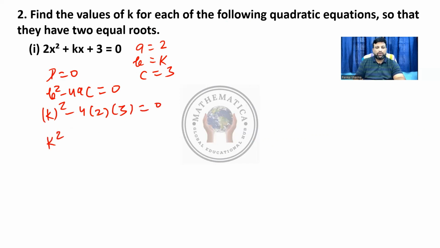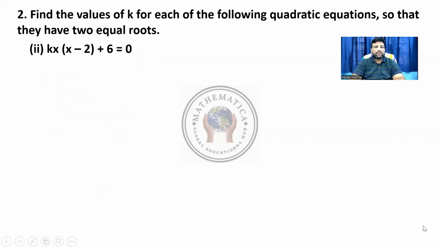So k square, and 4 into 2 is 8, 8 times 3 is 24. Minus 24 is equal to 0. So k square is equal to 24. So k is equal to what? Plus minus square root of 24. So we can say that the value of k will be plus minus square root of 24 in this case.